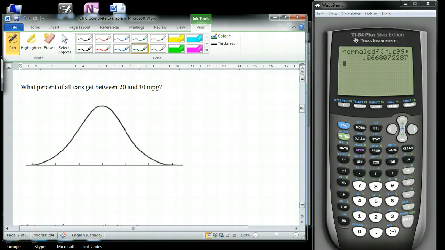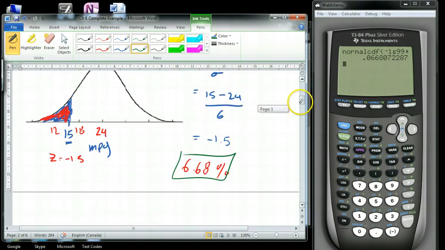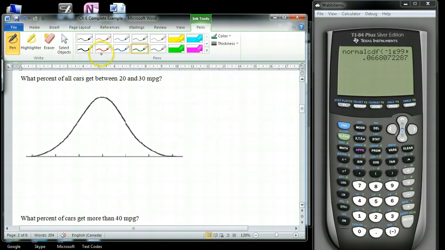Okay, so this one, we have to do an interval here. What percent of all cars get between 20 and 30 miles per gallon? I keep forgetting what my mean is. Okay, my mean is 24. All right, let me fill that out again. 24.